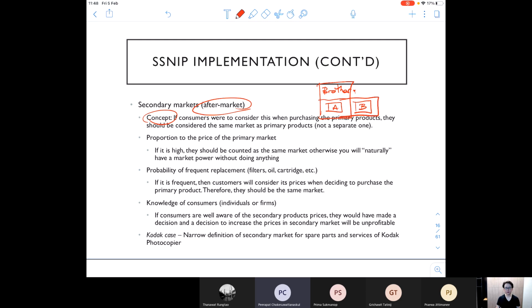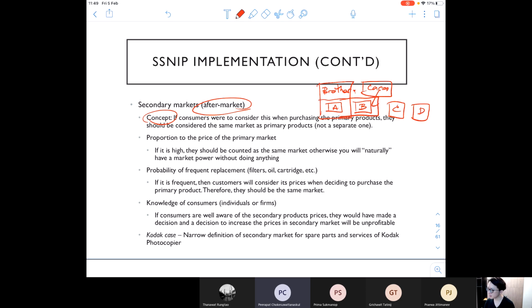Right? So the consumer would decide. If the price is quite significant, the consumer would consider the cartridge as well, and it should be included in the same market as the printer. And in that case, probably you can include more players, or your market share as Brother would increase, right? Because if you think about just the printer, there will be some third party as well, right? Like Canon.